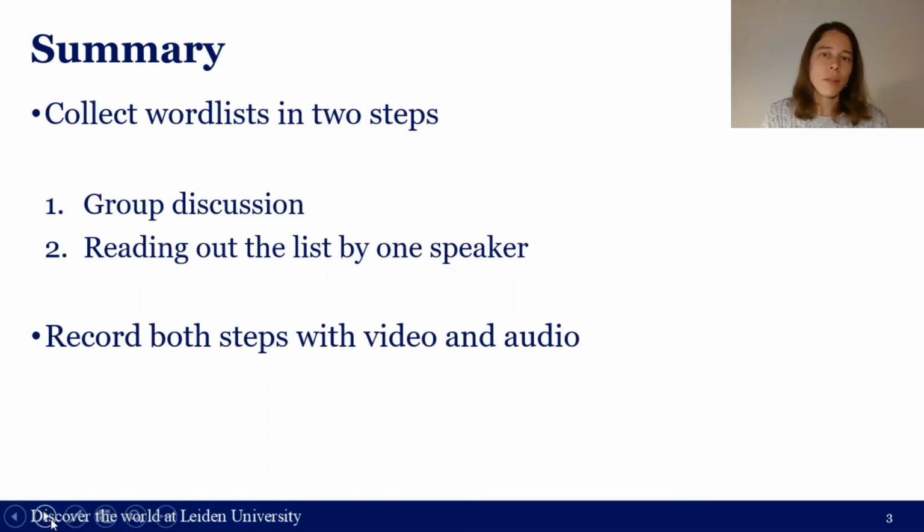To summarize, word lists are best collected in 2 steps. First, all items are discussed in a small group of speakers and written down. This discussion should also be recorded. In a second step, the words with their meaning are recorded in a row. Each word should be pronounced twice by the speaker with a short pause in between.